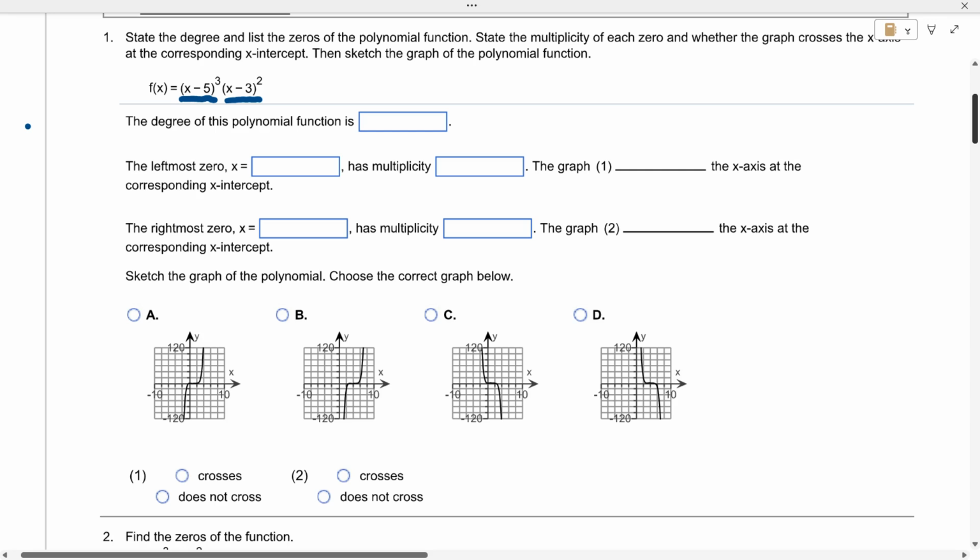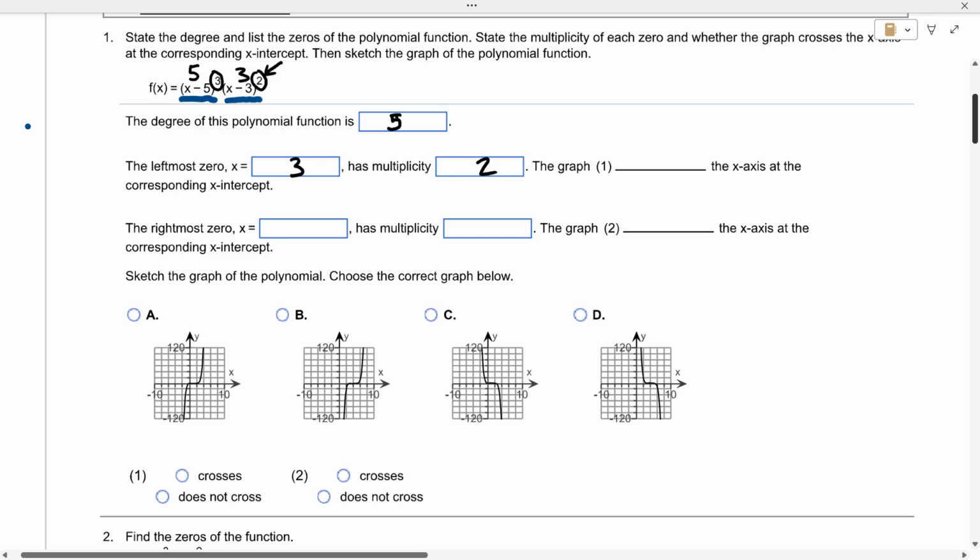Okay, when we see this, x minus 5 to the third power, x minus 3 to the second power, 5 is a root, and 3 is a root. The degree of this, you take the two powers and you add them up. So what's the degree of this polynomial? 5. 3 plus 2 is 5. The leftmost zero, what's further left, a 5 or a 3? A 3 is. 3 is further left, and its multiplicity is its power. It has a multiplicity of 2.